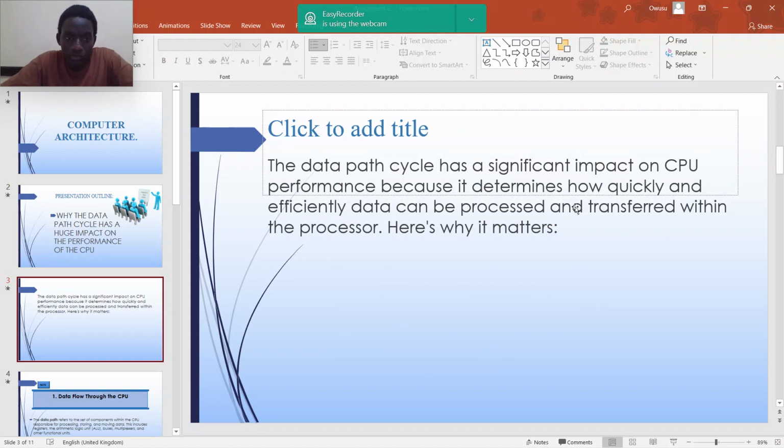From the slides, it says the data path cycle has a significant impact on CPU performance because it determines how quickly and efficiently data can be processed and transferred within the processor. And here is why it matters.